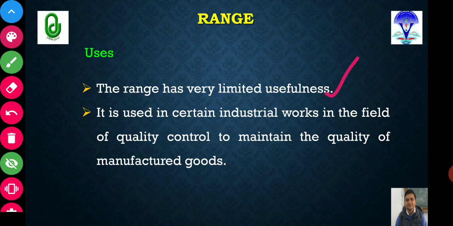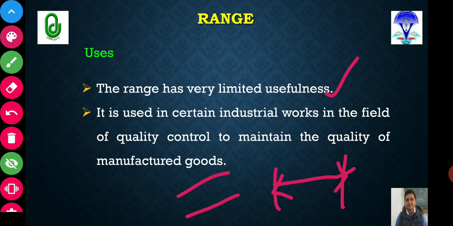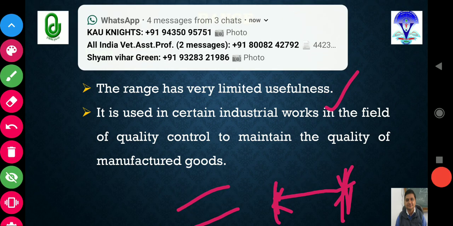The range has very limited usefulness. The only use that has been written here is that it is used in certain industrial work in the field of quality control to maintain the quality of manufactured goods. Suppose a factory is there and certain goods are being produced. The factory owner will fix certain criteria, that is, this much range of quality should be produced. So in that case, the range will be used. So this is the use of range.